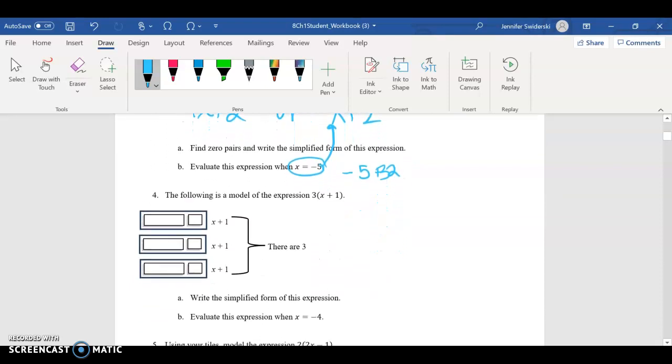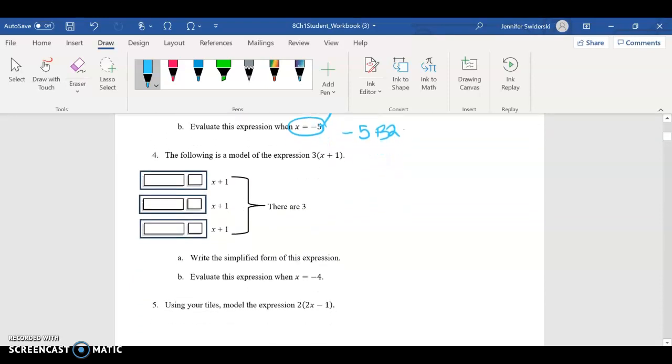3 times the quantity of x plus 1. Well, Ms. Fedorsky, what does that mean? If you look at this right here, x plus 1, they're showing you that this right here is x plus 1. Here's my x, here's my 1. So x plus 1. Well, now, if I multiply that 3 times, 1, 2, 3, how can I write that as a simplified expression?